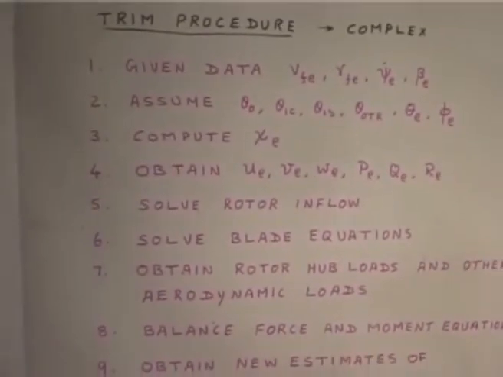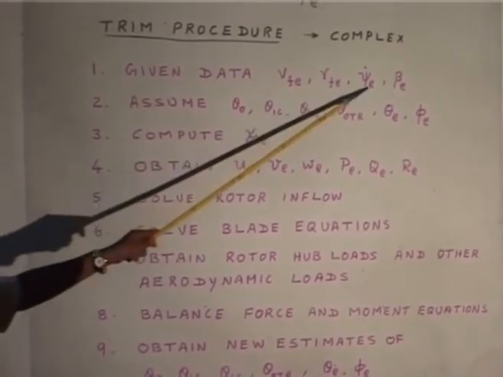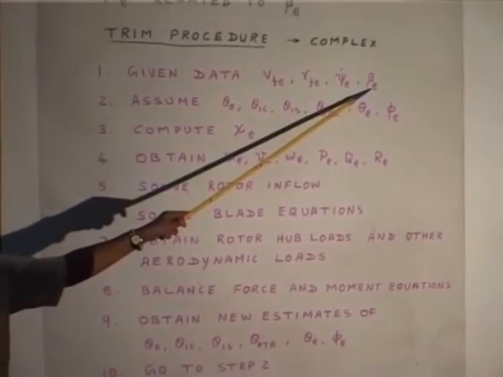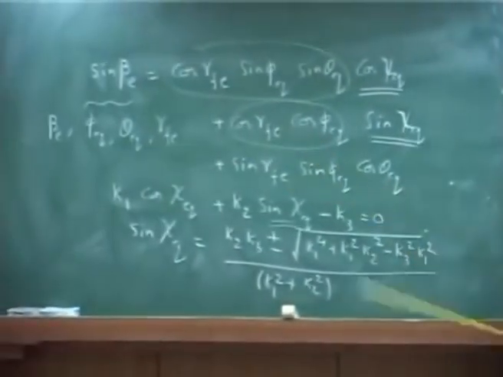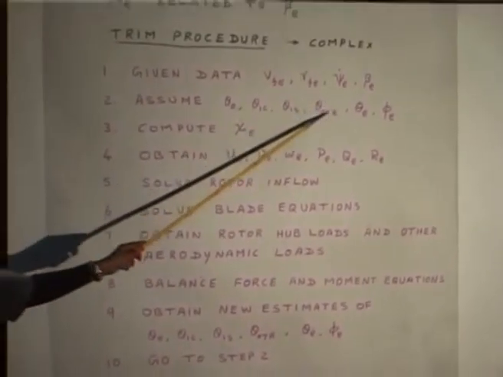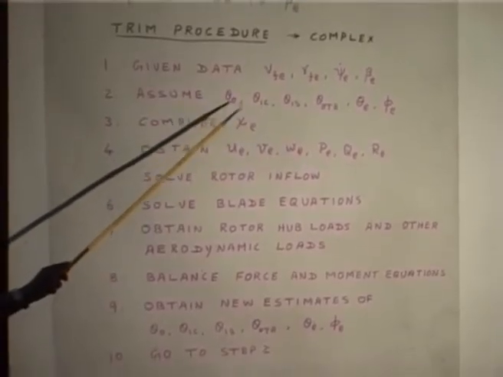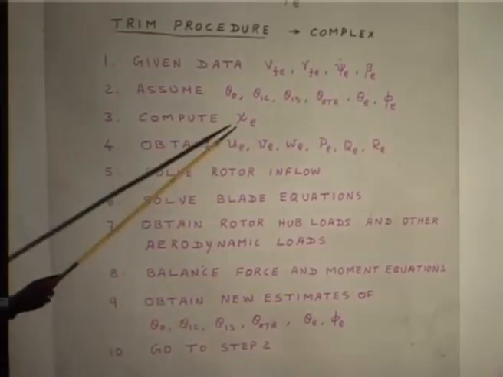Given the data, velocity, flight path, and then turn rate, side slip. Once I have this, I go back and solve first the track angle, but assuming theta EQ and phi EQ. So, that is why I say here these 4 quantities are pilot control input, I assume these 2 quantities which are EQ, and compute the track angle.